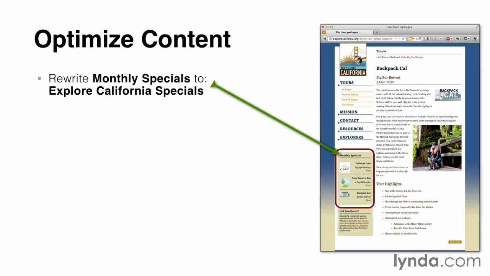Now, something else I want to look at are the monthly specials on the left-hand side of the page. Because, well, monthly specials, it's good, but it doesn't properly explain, because any website can have the phrase monthly specials. Let's make it exclusive and specific to our company. And so we change that to Explore California specials. We can work in our brand name that also explains what kind of specials they are.